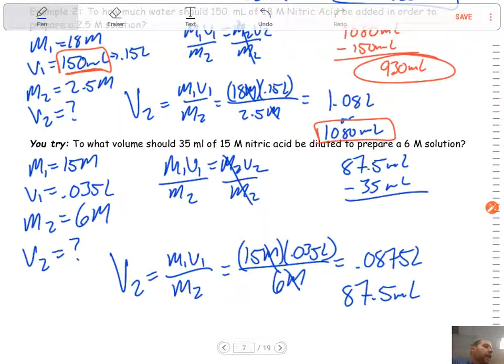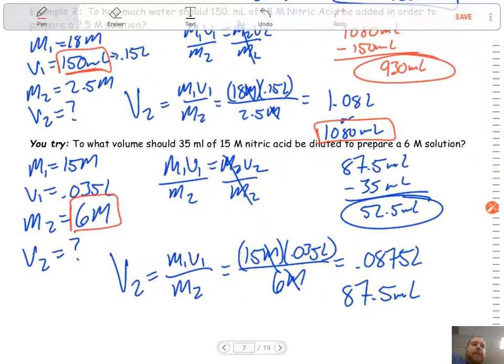So we're going to add a total of 52.5 milliliters to dilute it down to get that final molarity of 6 molar. So if we wanted to go from 15 molar concentration at 35 mils, we would need to add 52.5 more milliliters to our solution in order to take it down to 6.